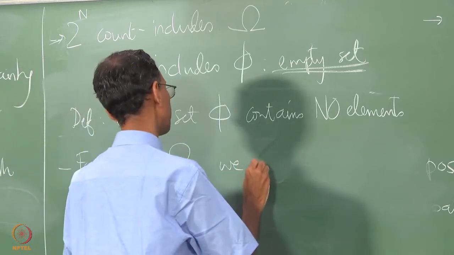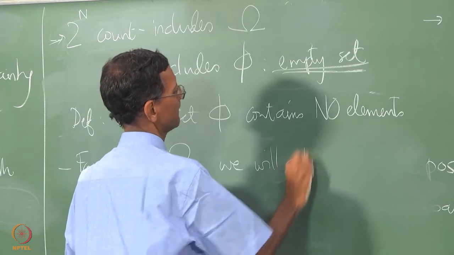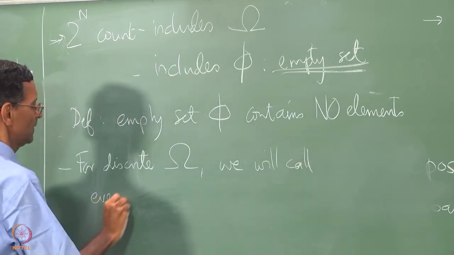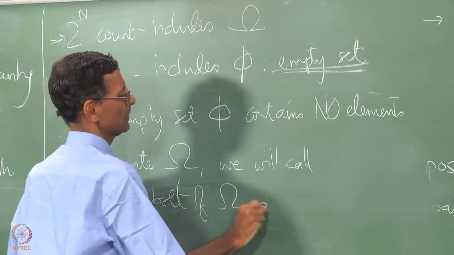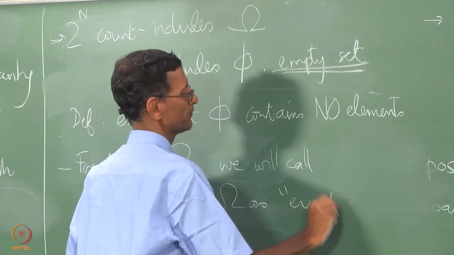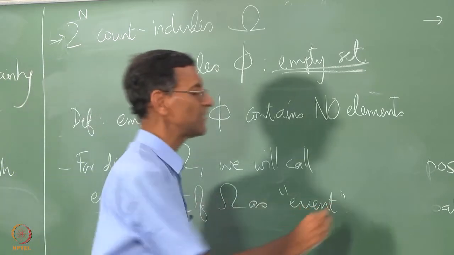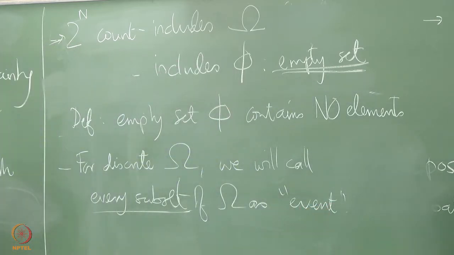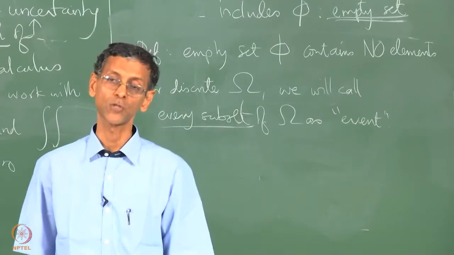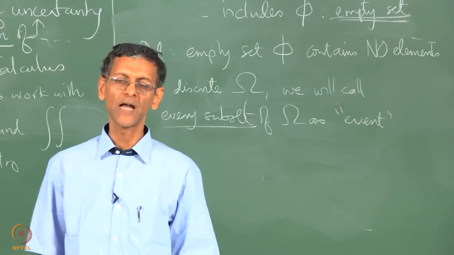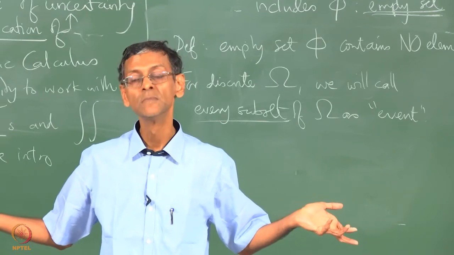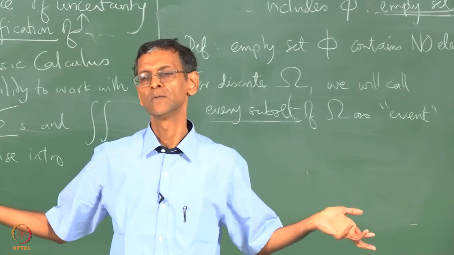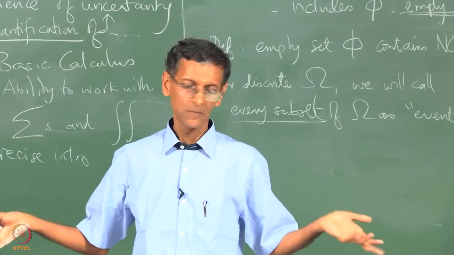We will treat every subset of omega as an event, whether or not this makes any physical sense to us. For example, if you roll a die, the numbers 1, 4 and 5 may not mean anything physically, or 1 and 5 or whatever.